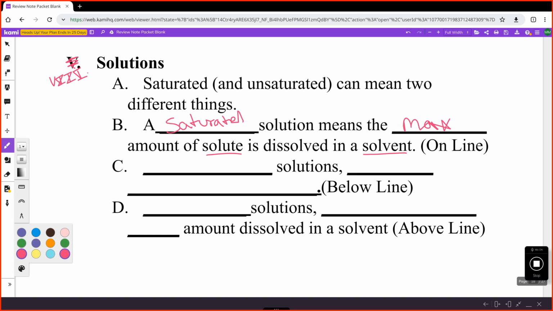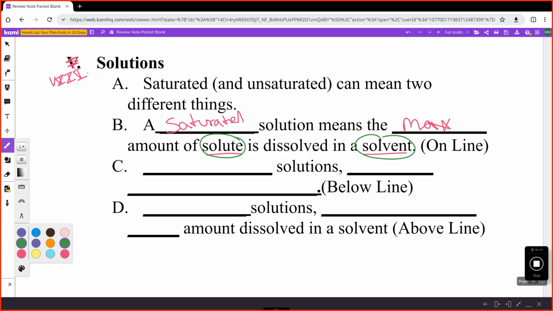So quick reminder for you, the solute is the thing that gets dissolved, and the solvent is the thing that does the dissolving. Okay, so in this case, the solute would be the salt, the solvent would be the water. And once you see salt on the bottom, undissolved in a beaker, you've reached a saturated solution.